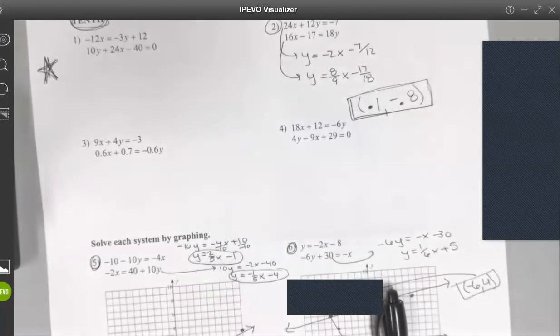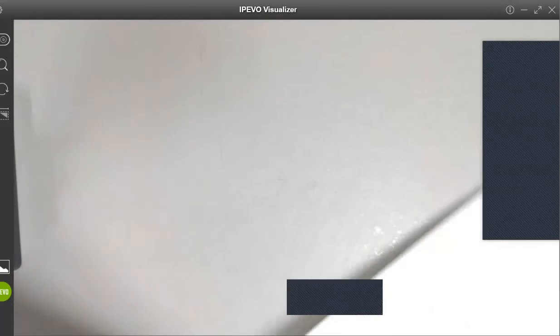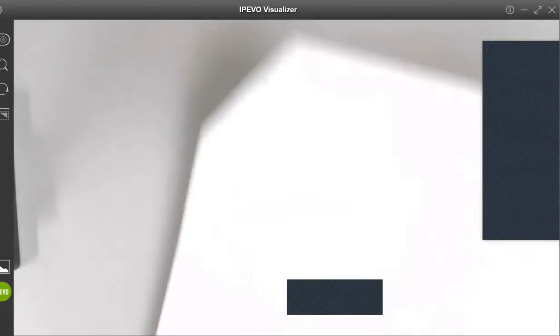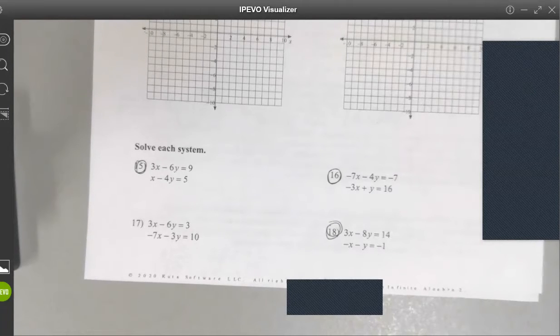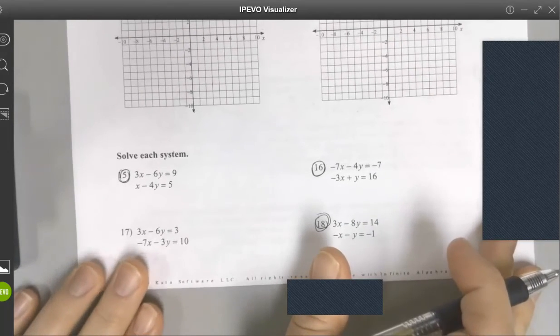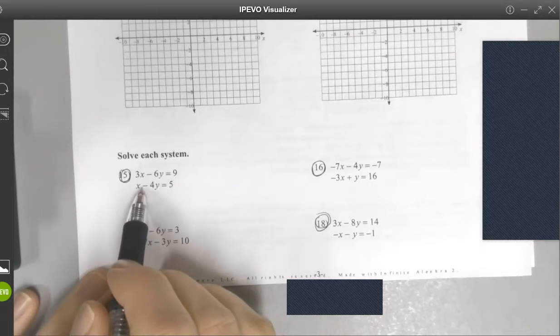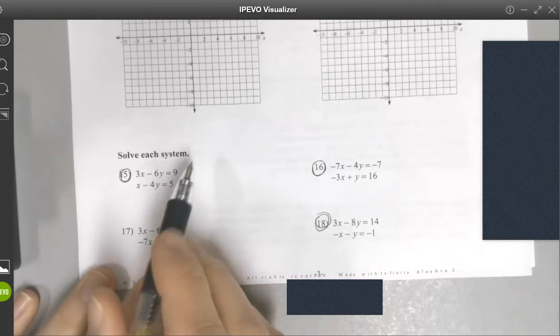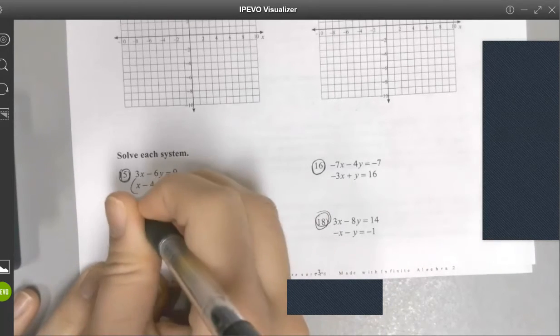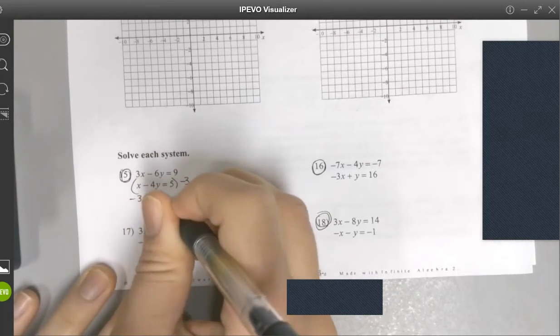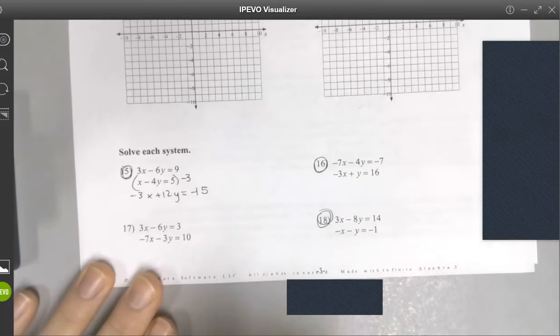Okay. Other questions that were asked on the review were these bottom solving ones. So if you want, I can just kind of talk through them. If you want to head out and you feel okay, that's fine. But I'll just kind of talk through the last 3 that were asked about. So on 15, you could absolutely do substitution and add 4y over. I chose to just multiply this by -3. Like I said before, I kind of favor linear combination.